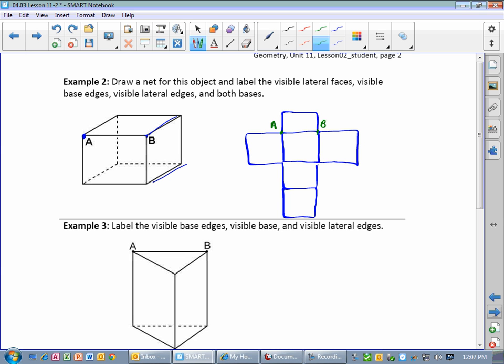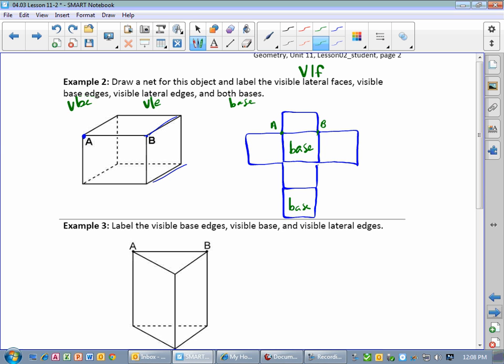reference. So this says draw the net and then label the visible lateral faces. So I'm going to call those VLF, faces. Visible base edges, so that's VBEs. Visible lateral edges, VLEs, and then both bases, which I'll just call base. So we already know one of the bases is definitely right here. Where is the other base? It's the last one. So if this is our base, then that's the reverse, so this is our base.